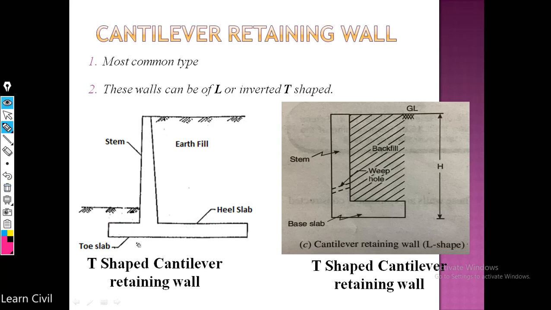Again, we may have some shear key like this, in some retaining walls where the check for sliding is failing. We will be providing some concrete shear key like this here to prevent the failure. So generally these three parts are there for a retaining wall: stem, base slab and shear key.